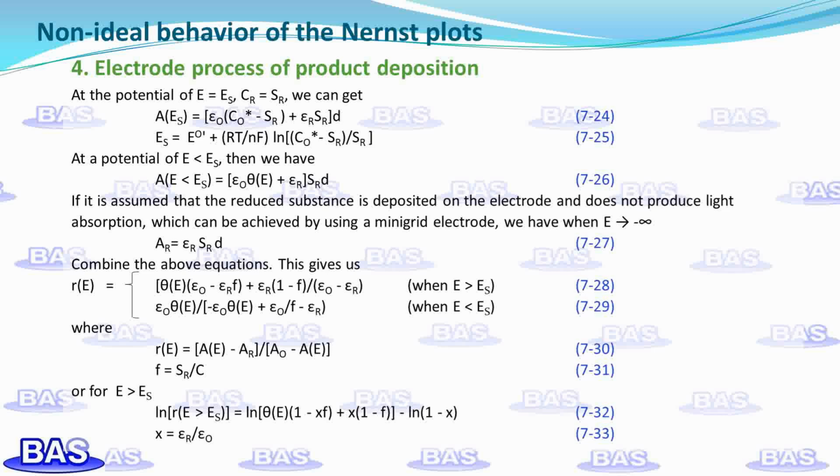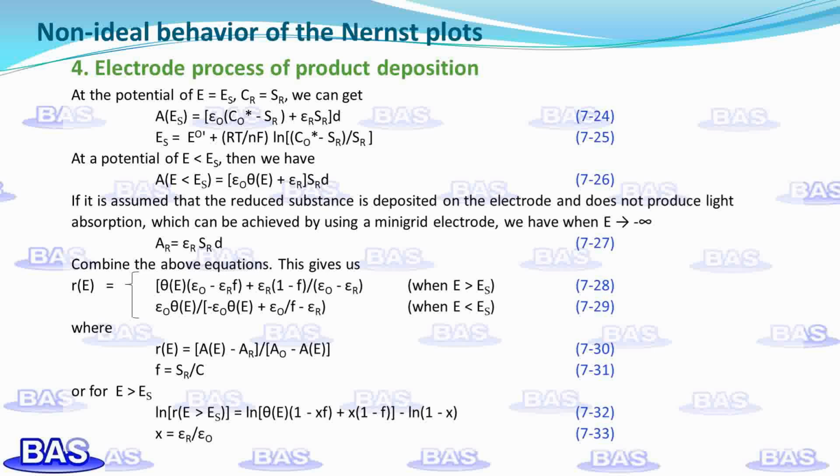If it is assumed that the reduced substance is deposited on the electrode and does not produce light absorption, which can be achieved by using a mesh electrode, then when E tends to infinity, the absorption can be expressed as equation 7.27. Combining the above equations gives us the following: equation 7.28 for E bigger than Es, and equation 7.29 for E smaller than Es, where R, T and F are as shown in equations 7.30 and 7.31.